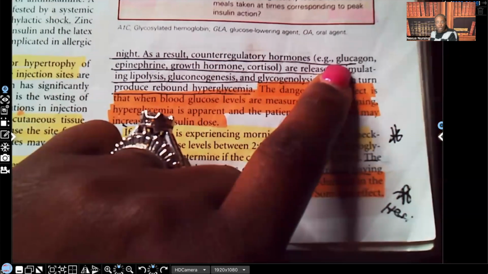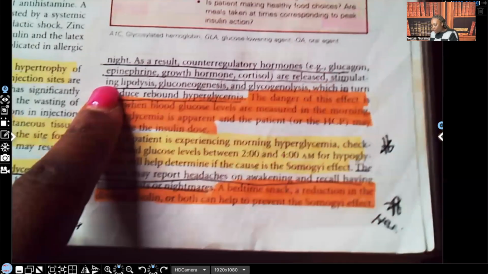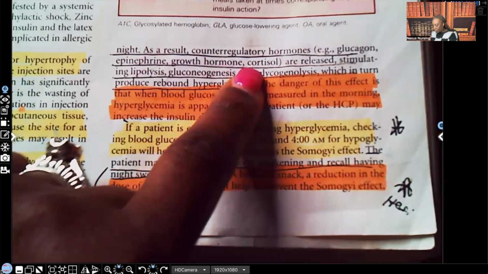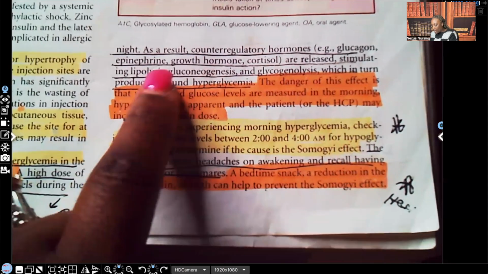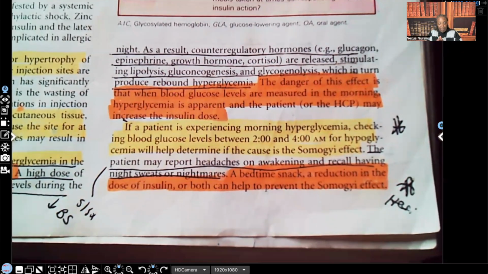Remember glucagon, that's the stored form of glucose in the liver, right? It's going to release glucagon or epinephrine, growth hormone, cortisol. Those are released and that stimulates lipolysis and gluconeogenesis. The whole point is it makes the blood sugar go up. So let's back up because we're talking about Somogyi effect. At nighttime, the patient gets too much insulin. Too much of that insulin drops that patient's blood sugar. Okay, the patient's blood sugar is too low.